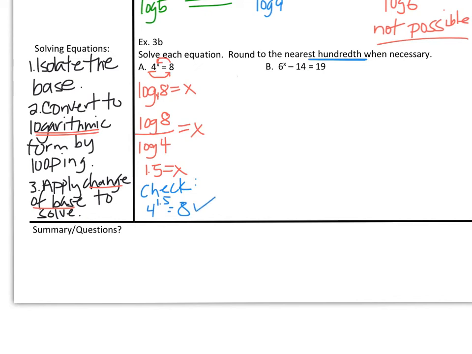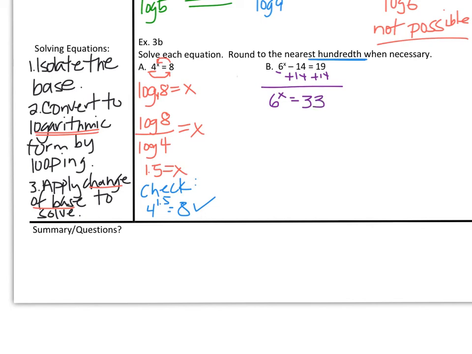Here's another example where we're going to have to do some approximating. Example B, 6 to the x power minus 14 is equal to 19. First, when we isolate our base, we have to figure out which one our base is. And our base is 6 because we're raising that to the x power. That means we'll move 14 over simply by adding it. 6 to the x power equals 19 plus 14, 33.